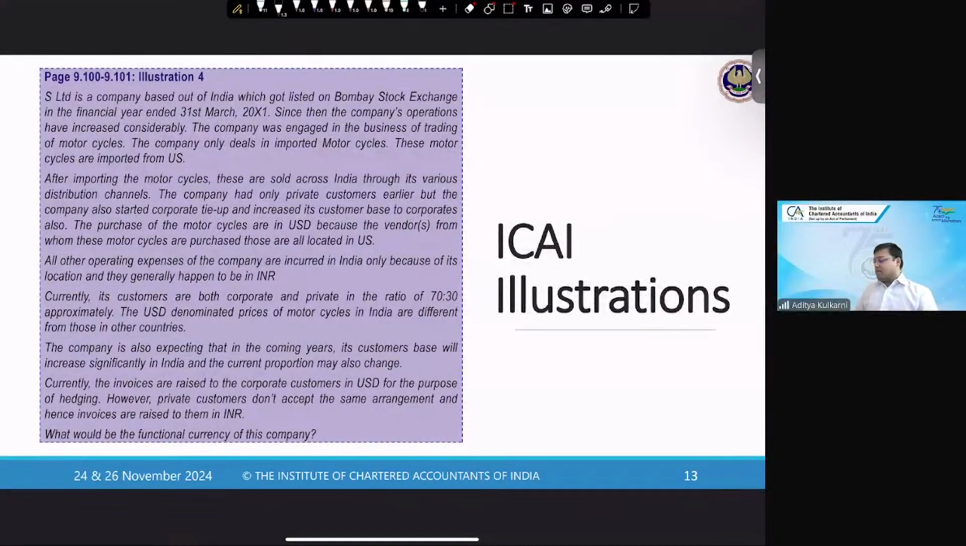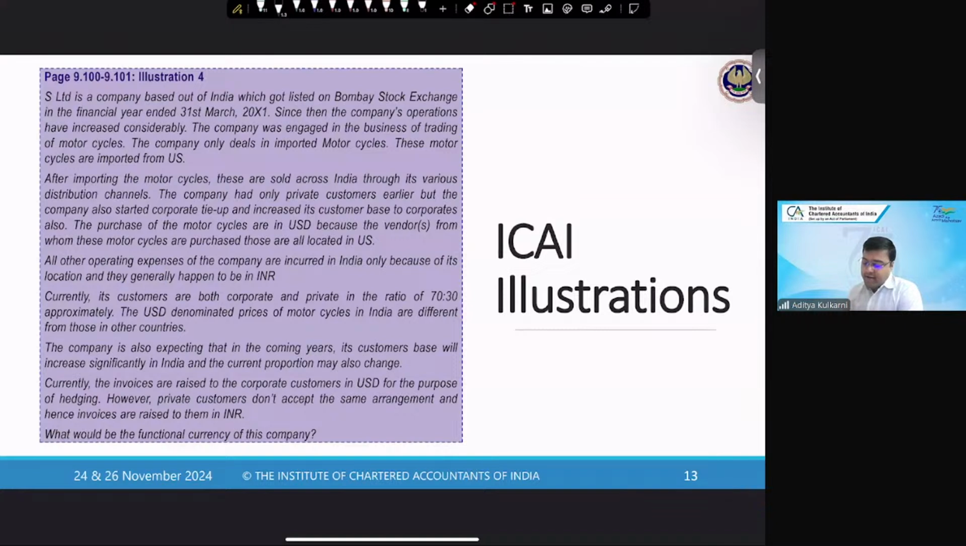S Limited, a company based out of India, got listed on the Bombay Stock Exchange in the financial year ended 31st March X1. Since then, the operations have increased considerably. The company was engaged in the business of trading of motorcycles. The company only deals in imported motorcycles. These motorcycles are imported from the US. After importing the motorcycles, these are sold across India through its various distribution channels.